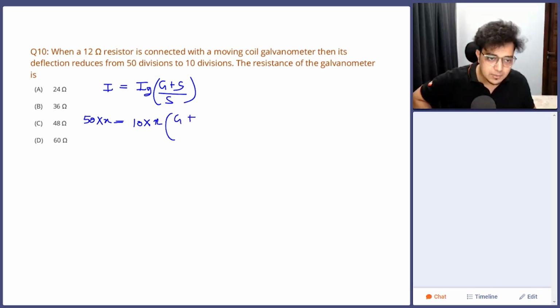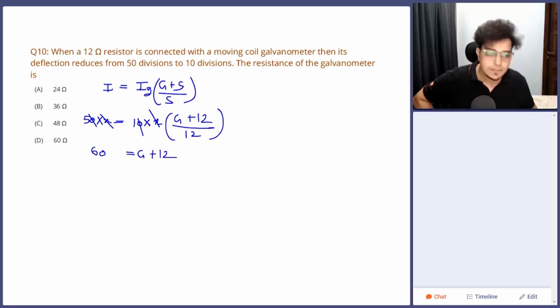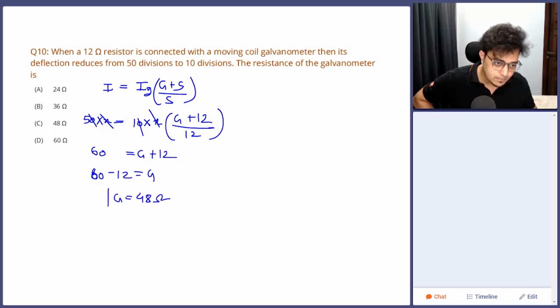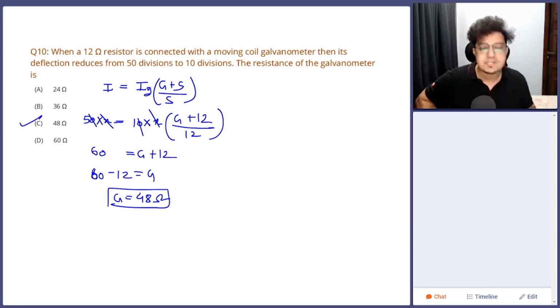Then the galvanometer resistance we have to calculate. The shunt value, or S value, is 12. Here also it is 12. So we can cancel X. This will be 60 equal to G plus 12. If you rearrange this, 60 minus 12. So with this assumption, we get 48 ohm, which I can see in the options. 48 ohms, option C is correct.